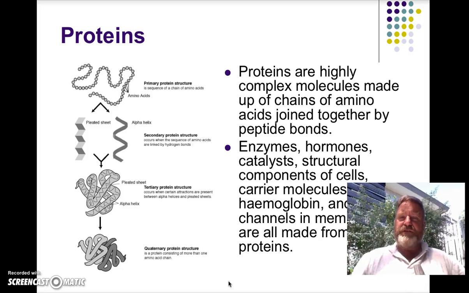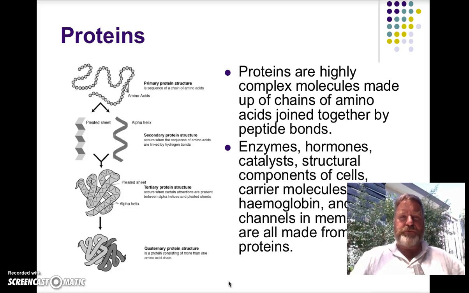Enzymes, hormones, catalysts, structural components of cells, carrier molecules like hemoglobin, protein channels in membranes, these are all obviously made of proteins, so proteins are intricately connected to our ability to function, and we'll do a whole podcast just on proteins later.